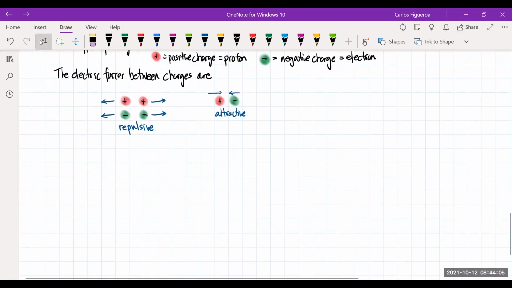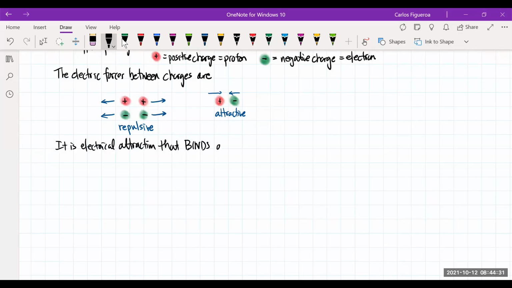So then what you find here is that when you look at atoms and molecules, it is electrical attraction that binds atoms and molecules together. You need this electrical attraction to create atoms and molecules.